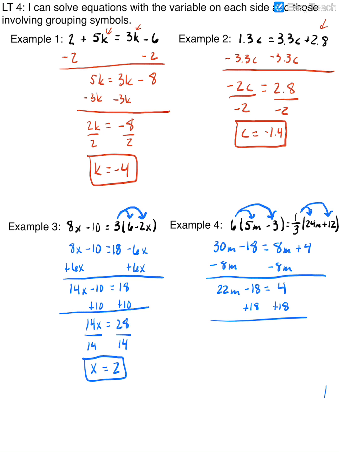And then that leaves you with 22m on the left. 4 plus 18 gets you 22 on the right. And then because 22 is multiplying m, I want to divide both sides by 22. So m equals 1. And those are my answers. Okay, pretty simple, pretty slick.